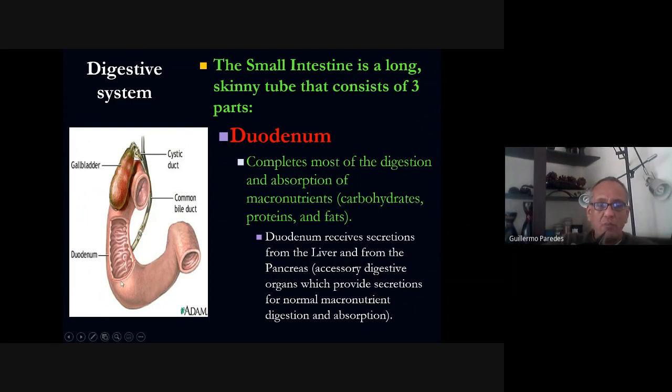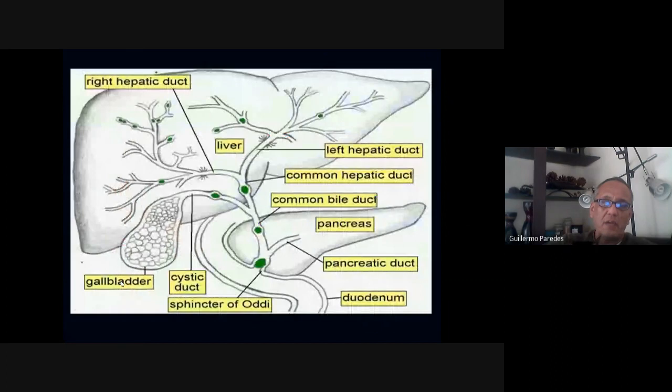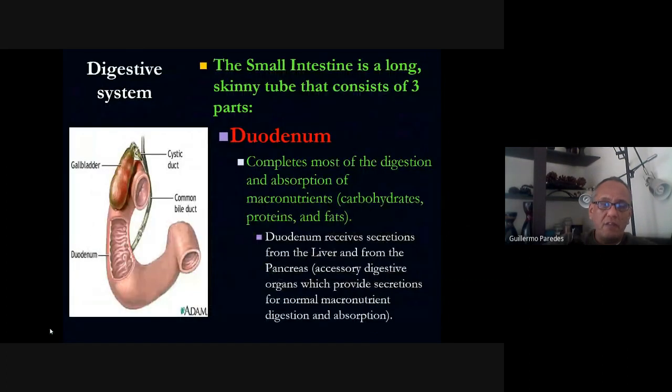In the duodenum, we have a very important situation here. This is the duodenum. I'm going to draw here. This is the duodenum, and here we have the stomach. The stomach is here, with the continuation here, the duodenum. But what happens in the duodenum? In the duodenum, two things are going to drain: the bile and the pancreatic juice.